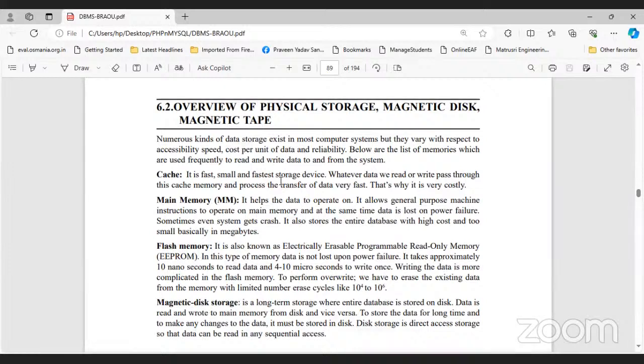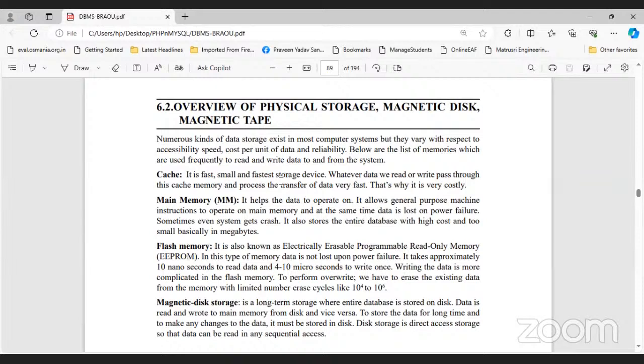I think you already learned all these things in the fundamentals of information technology in first sem. Am I correct or not? Yes, sir, you are correct. Then why do we need the cache memory?